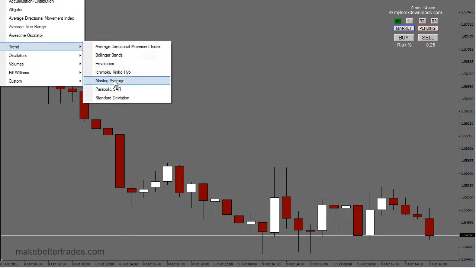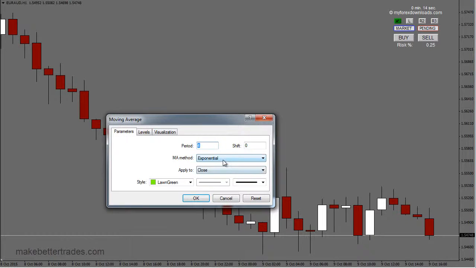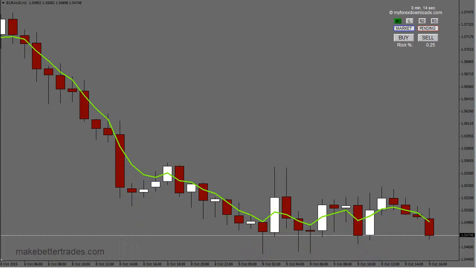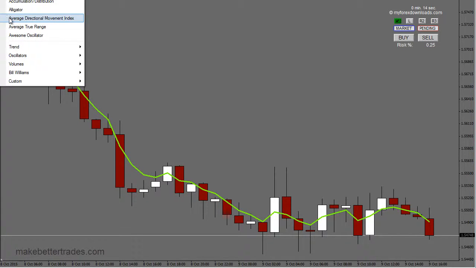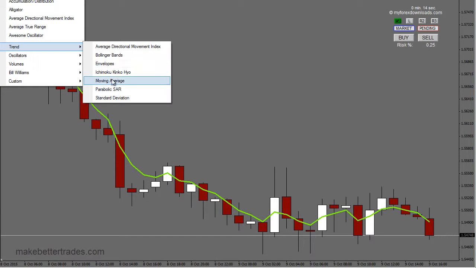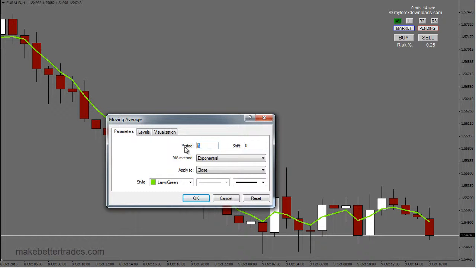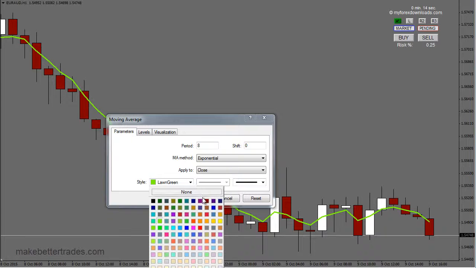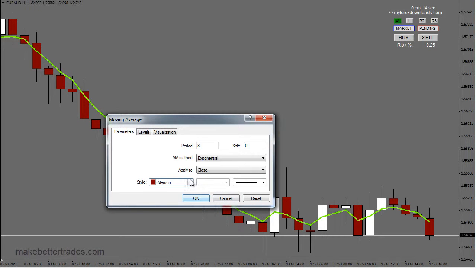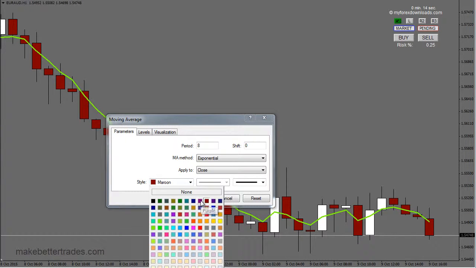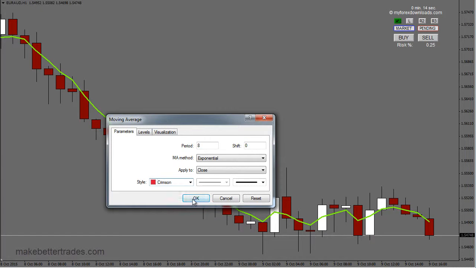But let's go ahead and grab some moving averages. Let's start with, okay, we can stick with this 4. It's going to be an exponential, and we're going to apply it to the close of each candle. And then we'll grab one more. Let's just double it. We'll go with 8. And let's make this one something darker. I want to be able to contrast it with the green, so we'll go with this red here.